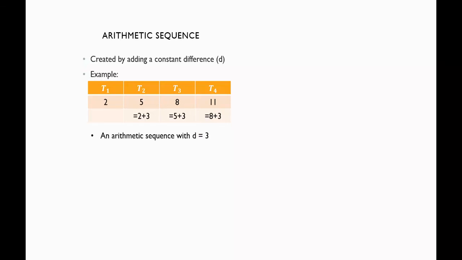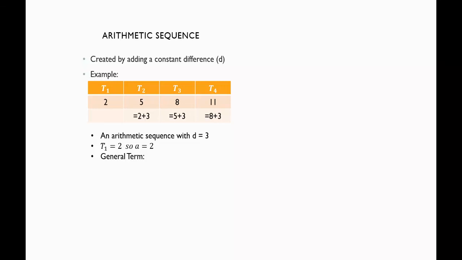So this is an arithmetic sequence with a constant difference of 3. We use the variable d for difference. Term 1 is equal to 2, so we can say a is equal to 2. a is the variable that we use for the first term.